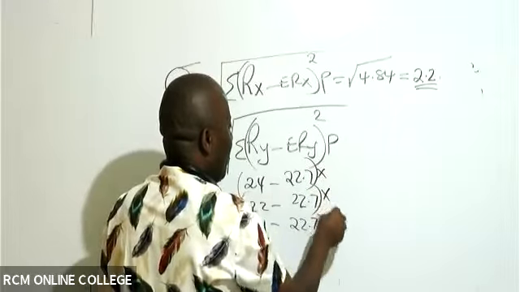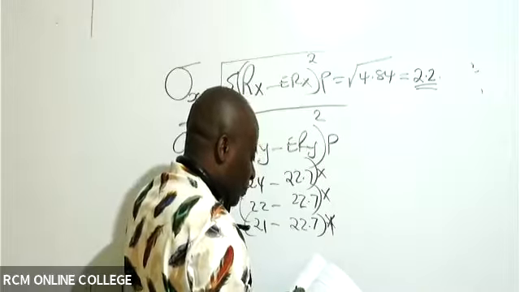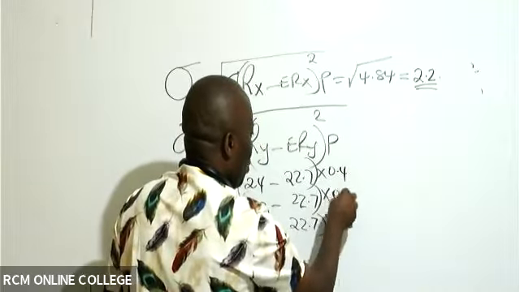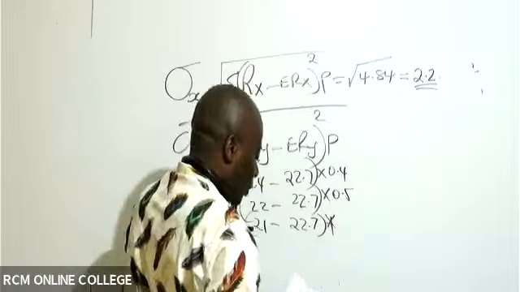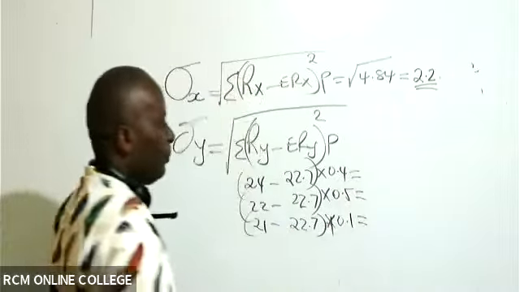Probabilities, I can pick them. So we have here 0.4, 0.5, 0.4, 0.5, 0.1. These ones I can pick them.